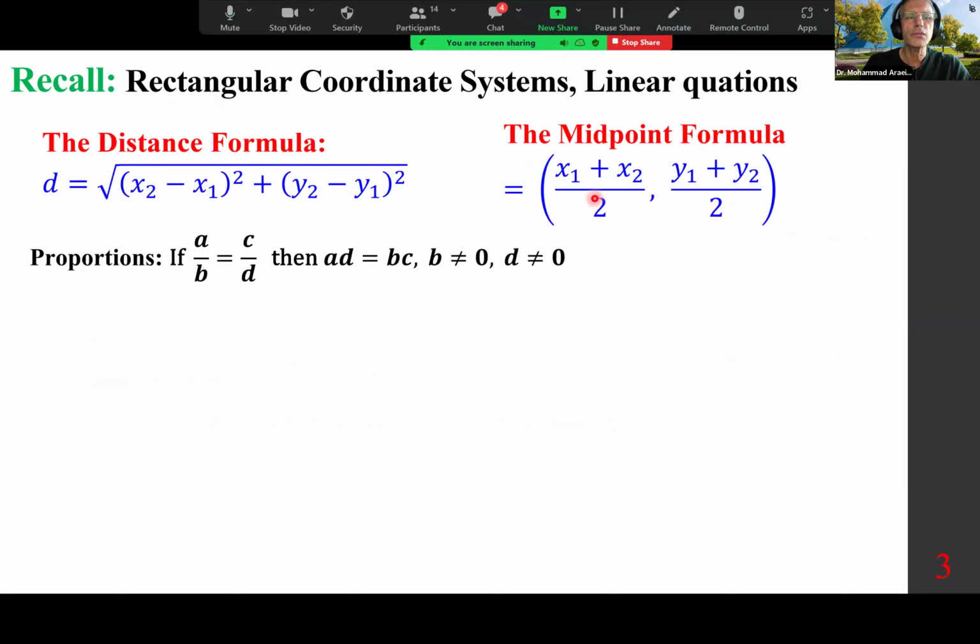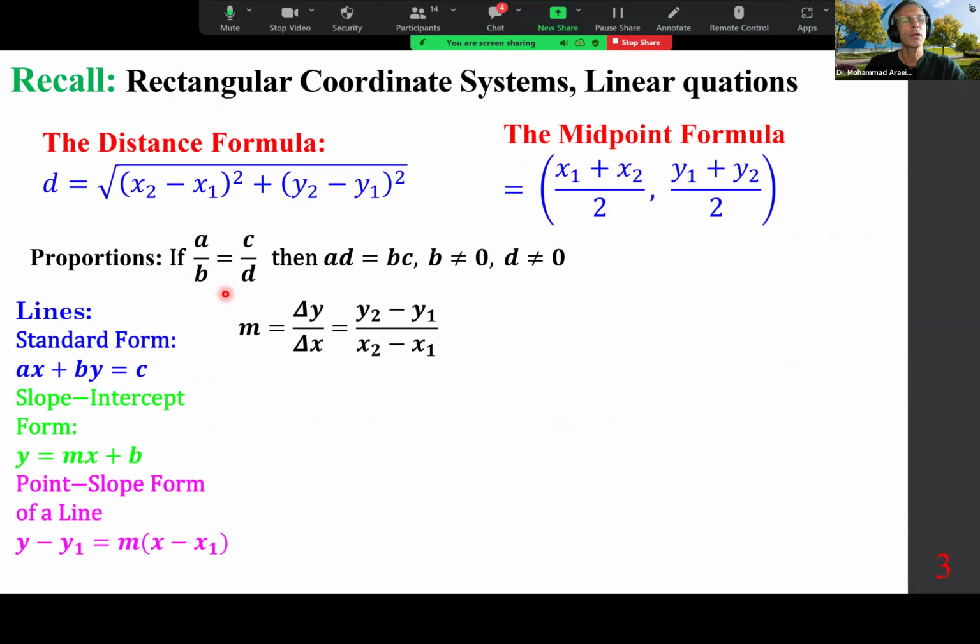Reminding you of the distance formula, d is square root of x sub 2 minus x sub 1 quantity squared plus y sub 2 minus y sub 1 quantity squared. The midpoint is x sub 1 plus x sub 2 divided by 2 and y sub 1 plus y sub 2 divided by 2. Proportion a over b equals c over d. The slope is rise over run, y sub 2 minus y sub 1 over x sub 2 minus x sub 1.